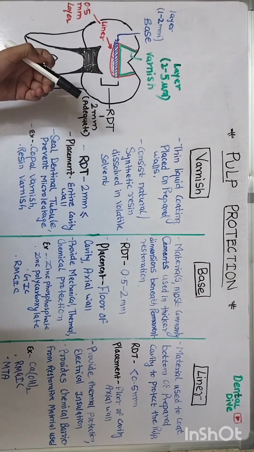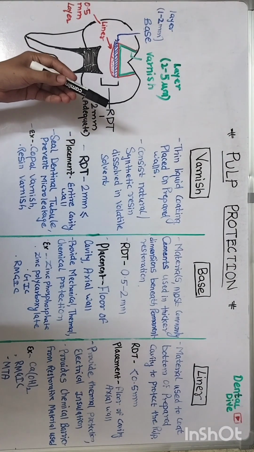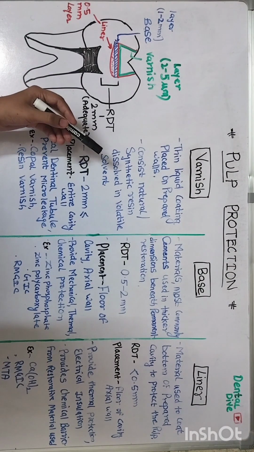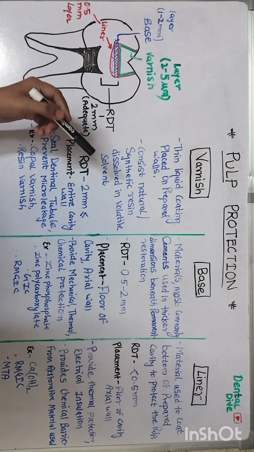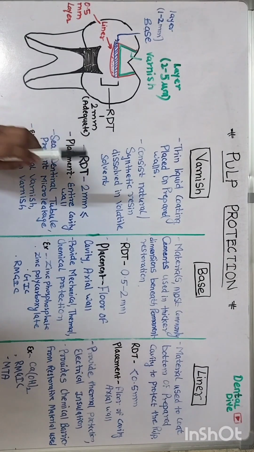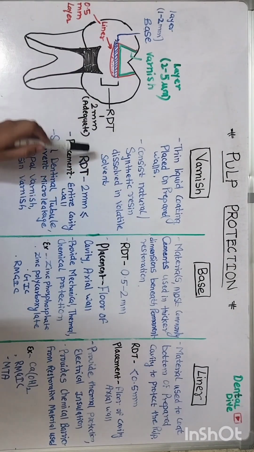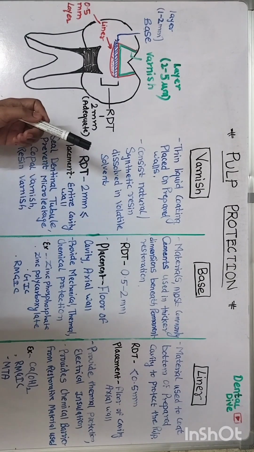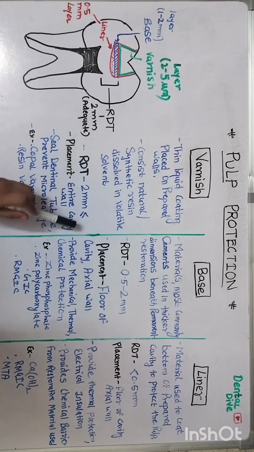Now, what is varnish? It is a thin liquid coating placed on prepared walls. It consists of natural or synthetic resin dissolved in a volatile solvent, which gets evaporated on placement. Now, when it is indicated, as we have read, when the remaining dentin thickness is 2 mm or more, we apply varnish, where it is placed on the entire cavity wall.